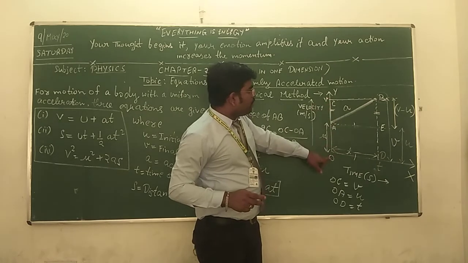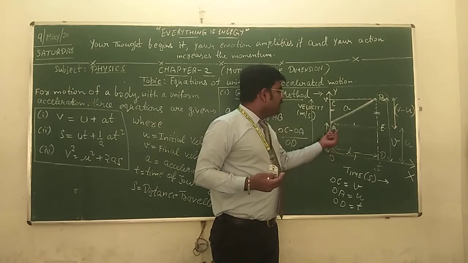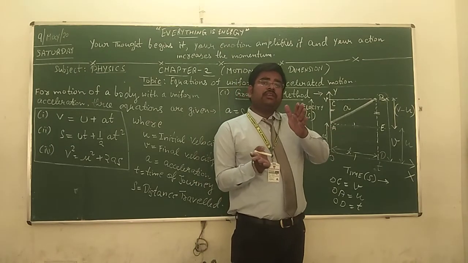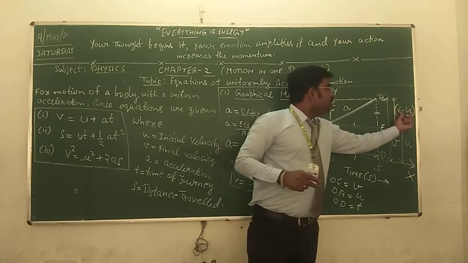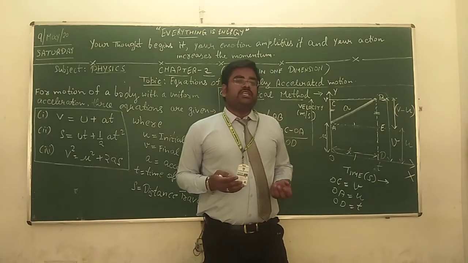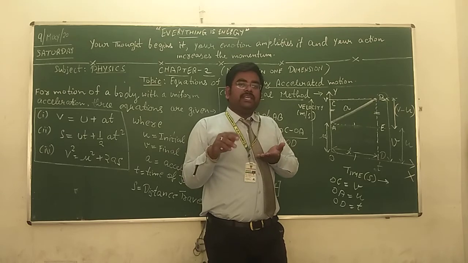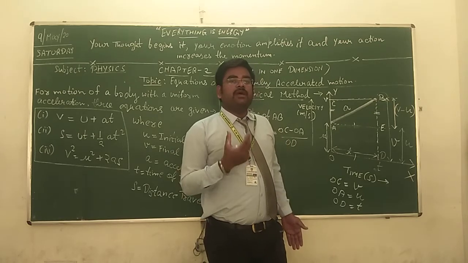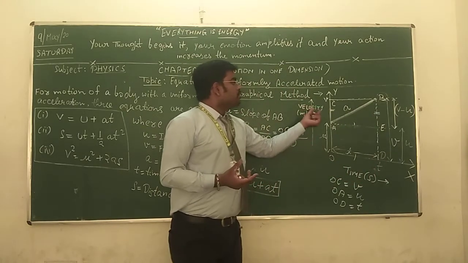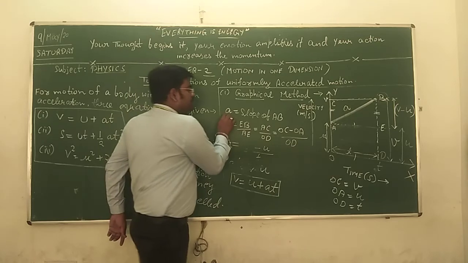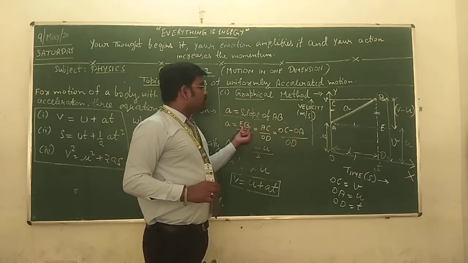OC is V and OA is U. So we have to subtract OC minus OA. OC minus OA will give you V minus U, that is the change in velocity. If in the denominator we place the time period, that will become the acceleration of the body. So listen, that is the acceleration of this graph. So we will write here A, the slope of AB.